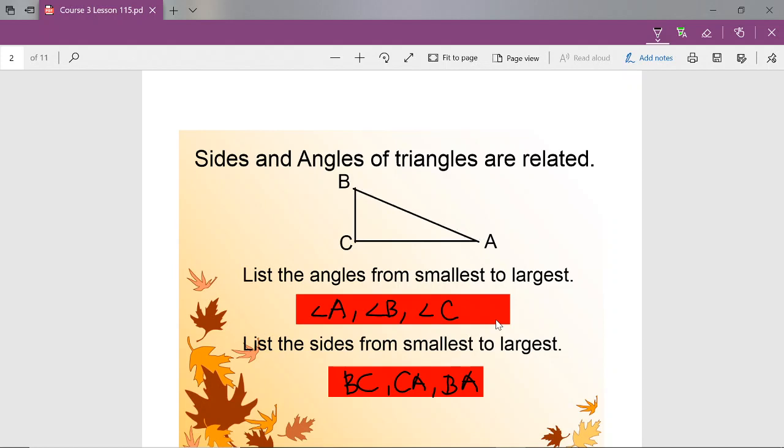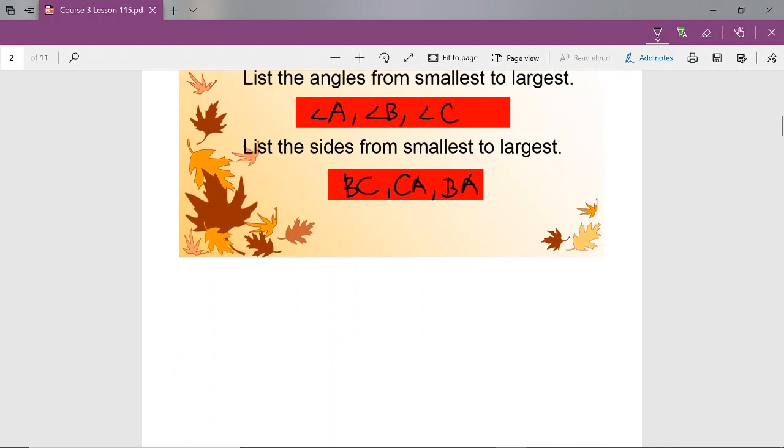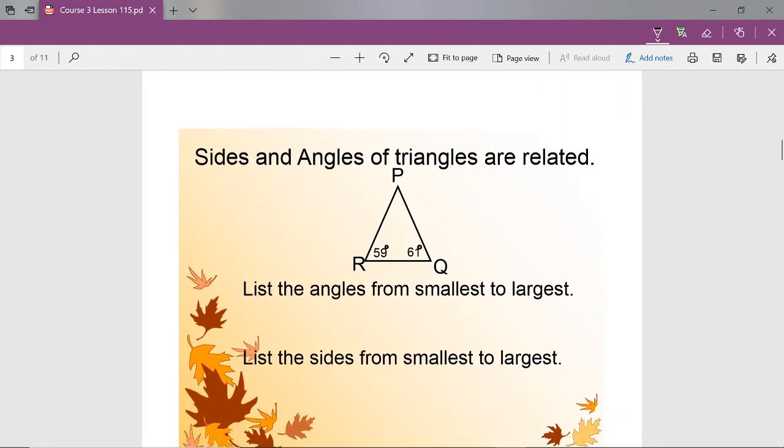Oftentimes we use this relationship to even name the sides specific ways by saying if I have angle A, then the side across from it is side A. Or angle B across from it is side B. Angle C across from it is side C. Without really knowing anything about this triangle, we can make quite a few assumptions about the biggest and smallest angles and sides.